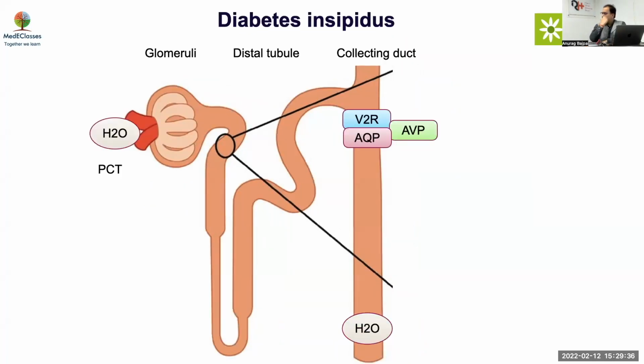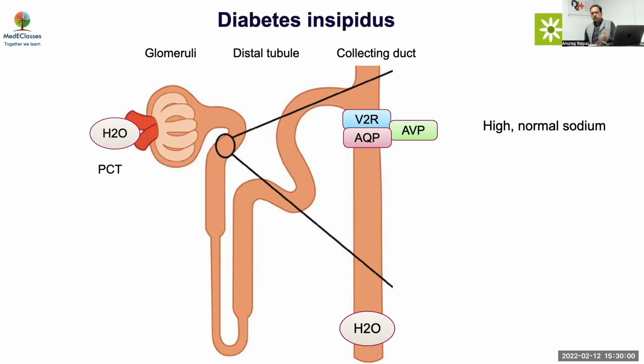Now, diabetes insipidus basically is an issue in which you have got a problem in either AVP production or action, which is central versus nephrogenic DI. If it's not there, you will have a lot of urine which will come out. This will be the most severe form of polyuria which will happen in that perspective. Your sodium will be high normal.